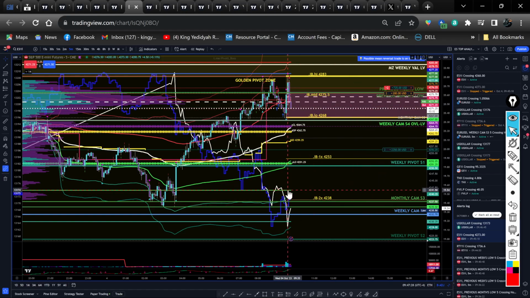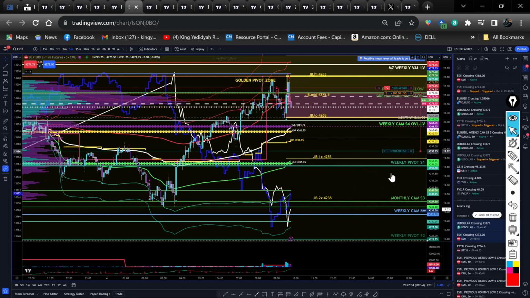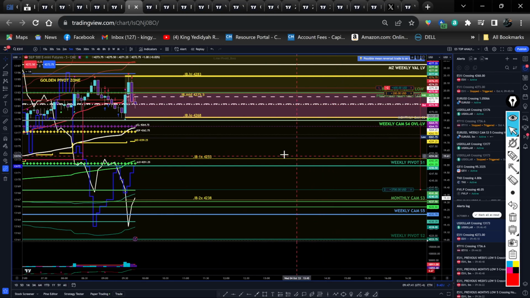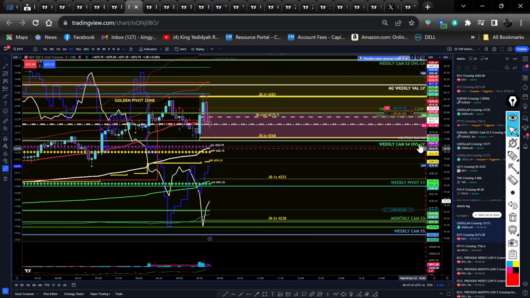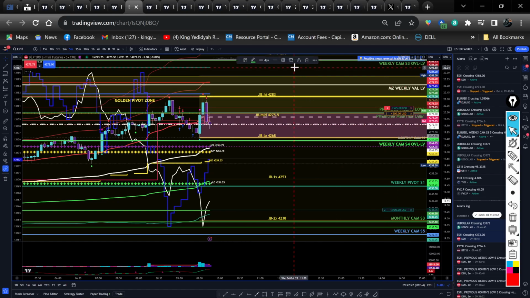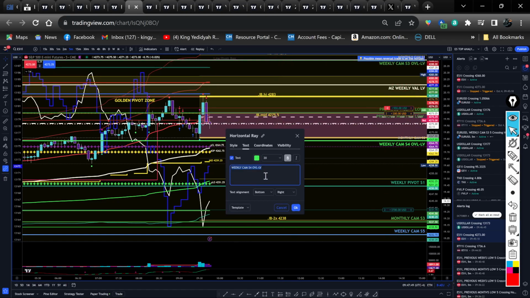Camarilla S3 is at 41.50, so my target is gonna be S3. All right, we got weekly Cam S4 to contend with here. Make an alert for that.